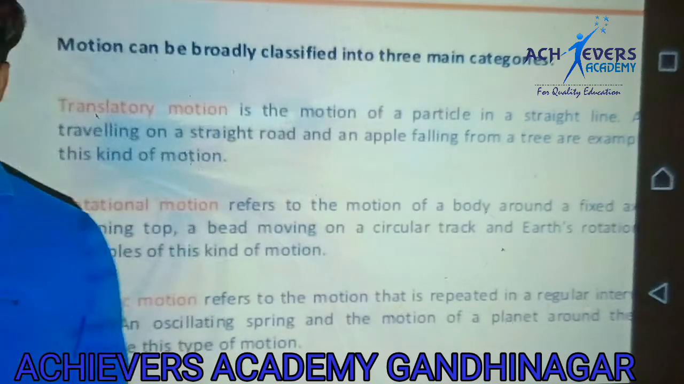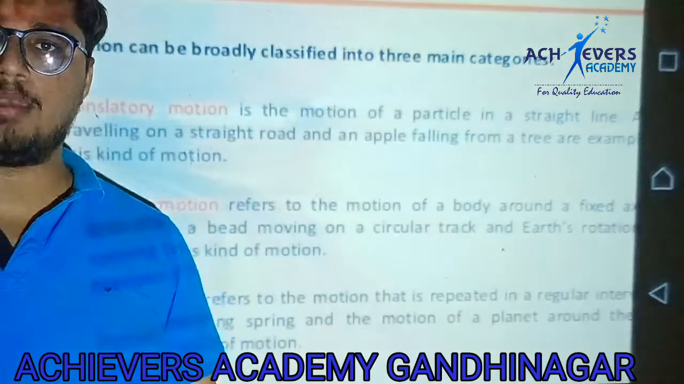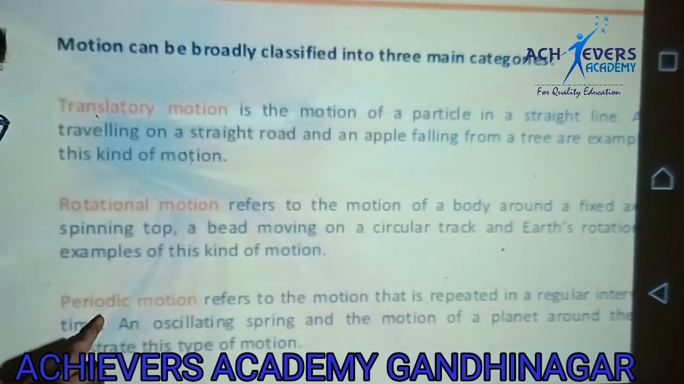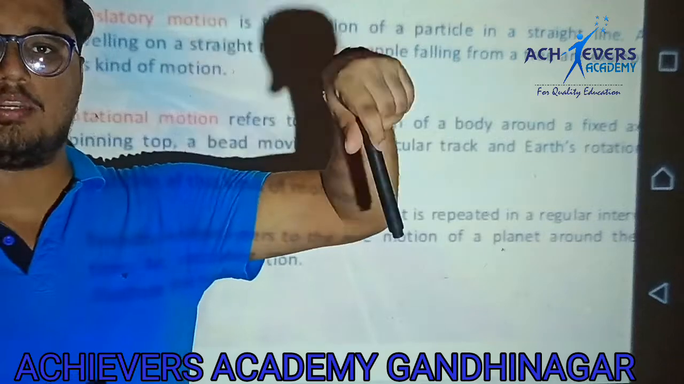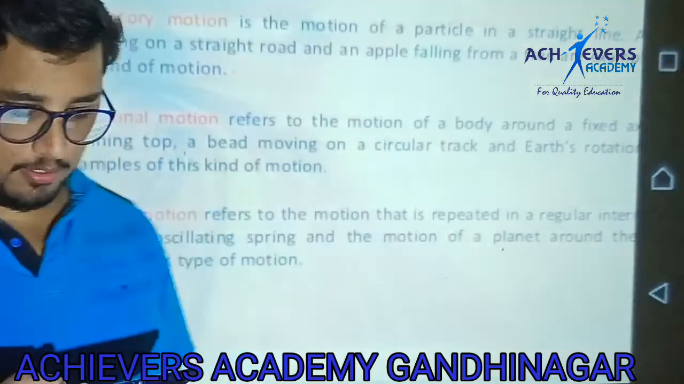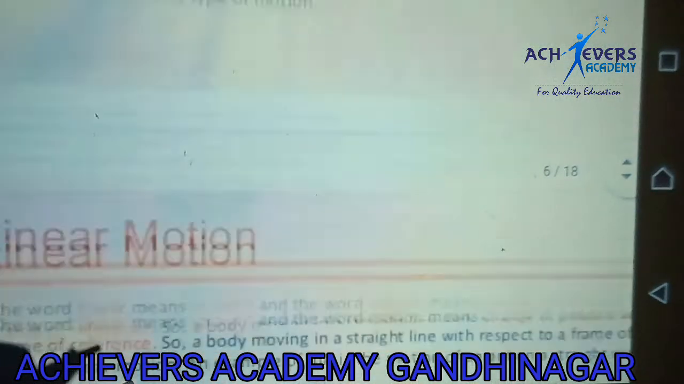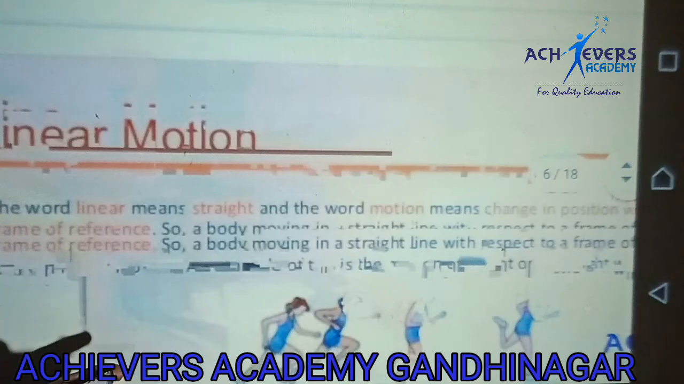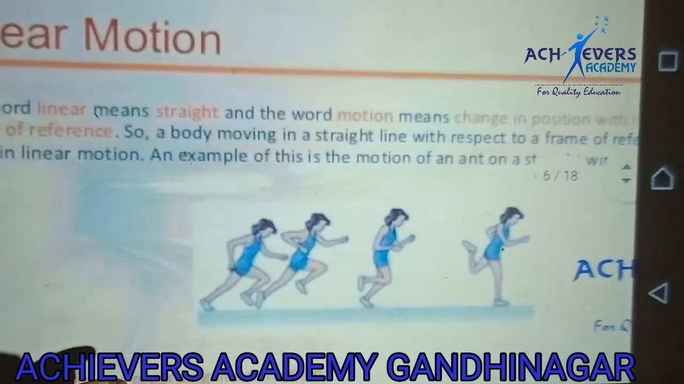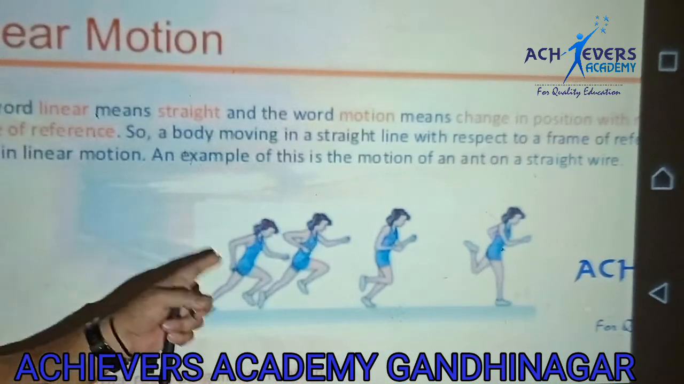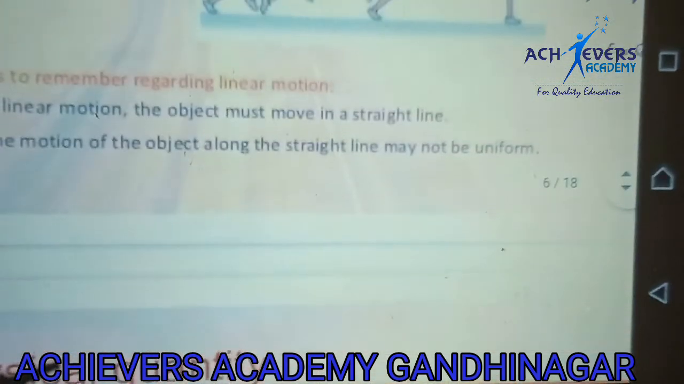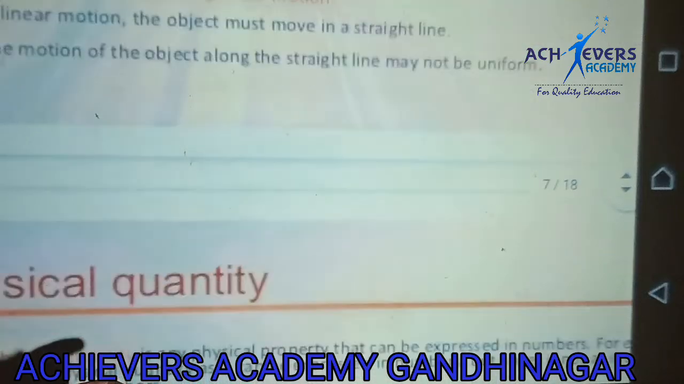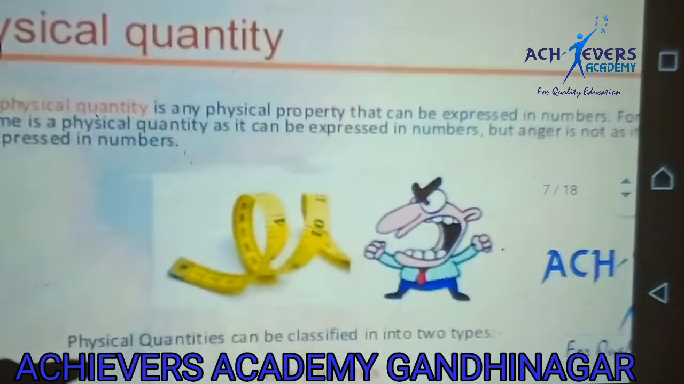Rotational motion is clear from the name itself; circular motion can be termed rotational motion. Then the periodic motion: the motion about a mean position is known as periodic motion. Clear? Fine. Here you can see an example of linear motion presented in a diagrammatic view. So this is known as linear motion. Clear? Fine. Now we'll study the physical quantity.